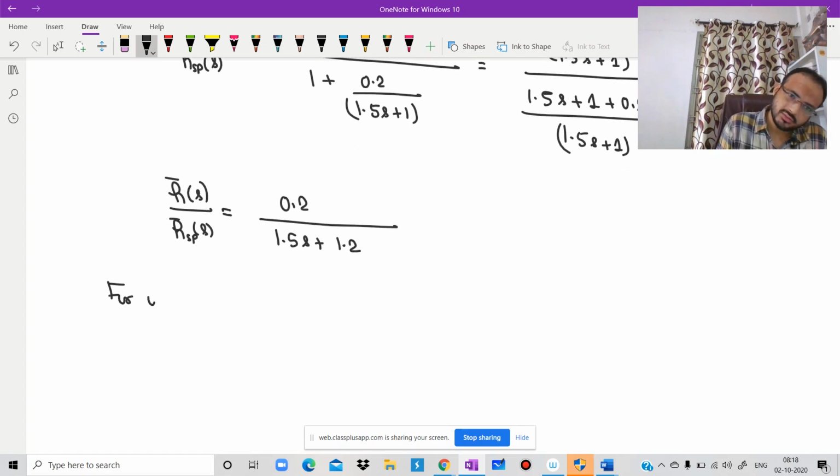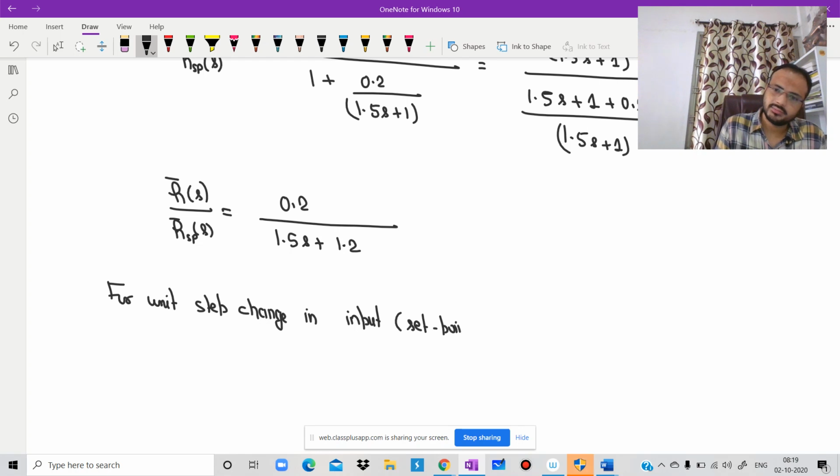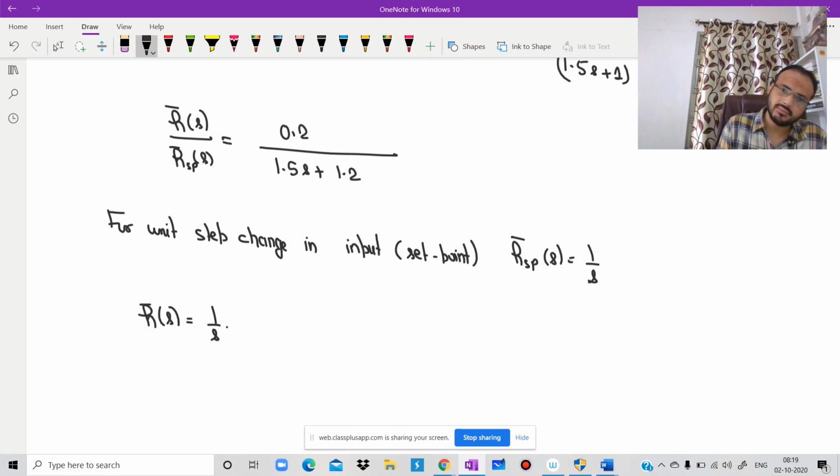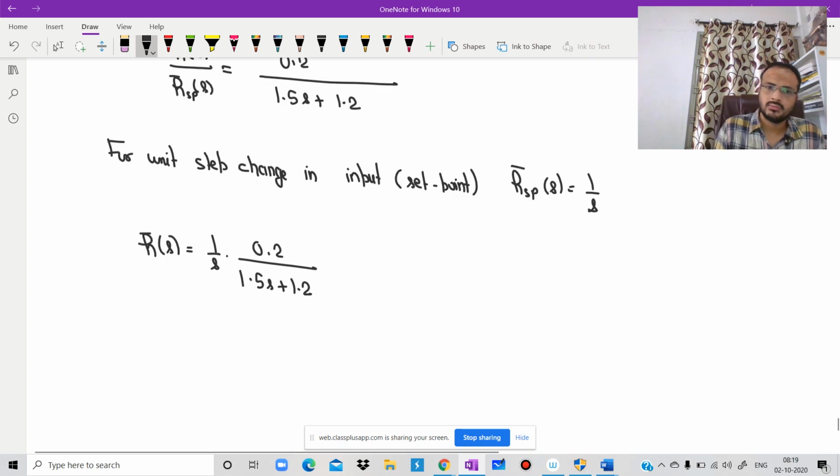For unit step change in input or in set point, h set point bar of s is equal to 1 by s. H bar of s is equal to 1 by s, 0.2 divided by 1.5 s plus 1.2. You need to calculate ultimate value.